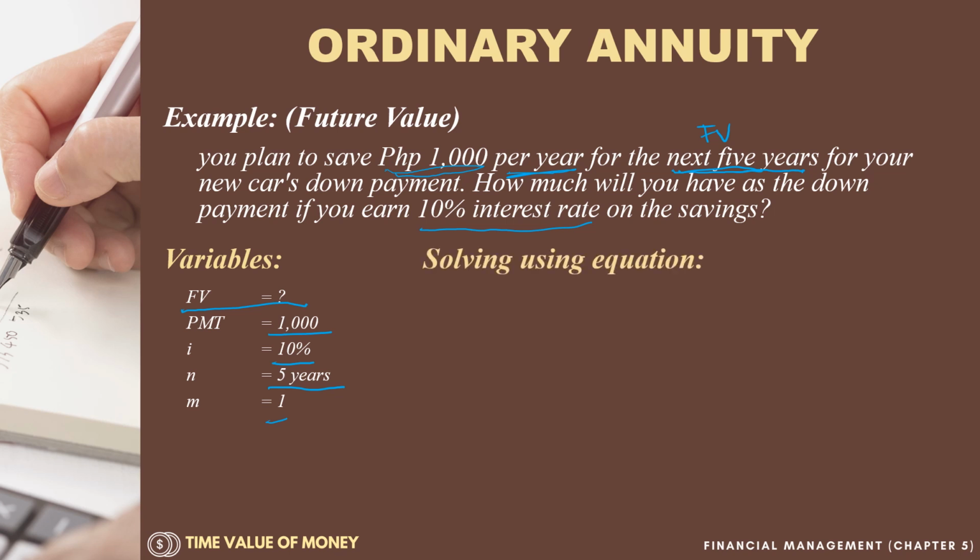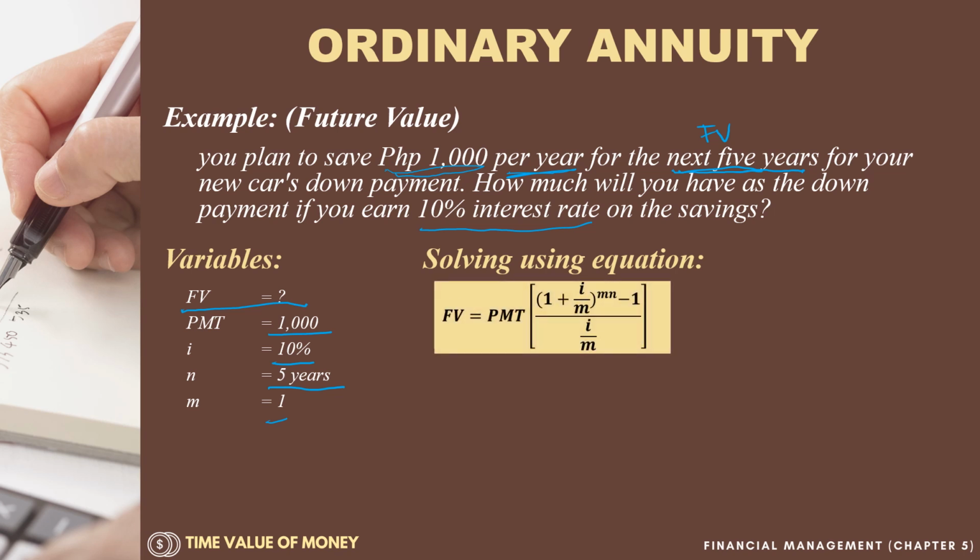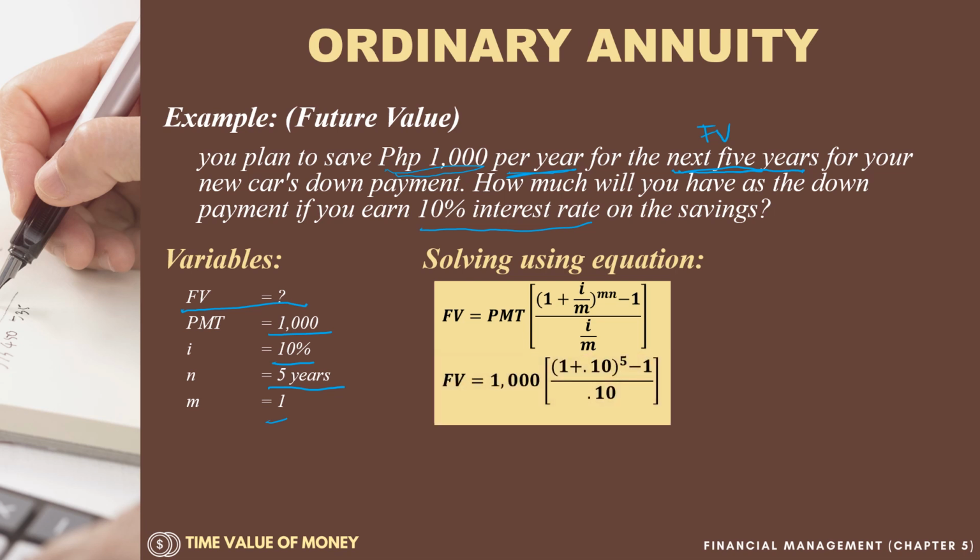Okay, now let's solve this using the equation. Now again, the equation for the future value ordinary annuity is here. Future value is equal to the payment multiplied by 1 plus I over M to the power of M times N minus 1, divided by I divided by M. Okay, so let's replace these variables with figures. So here, the payment is 1,000 multiplied by 1 plus I, or 1 plus 0.10, or 10%, to the power of 5. Okay, so since N is 5 here, minus 1 all over 0.10.